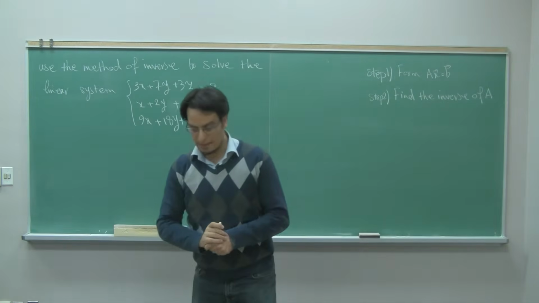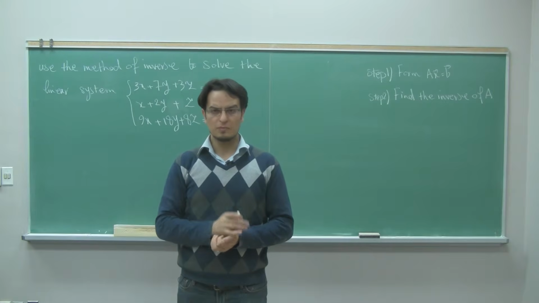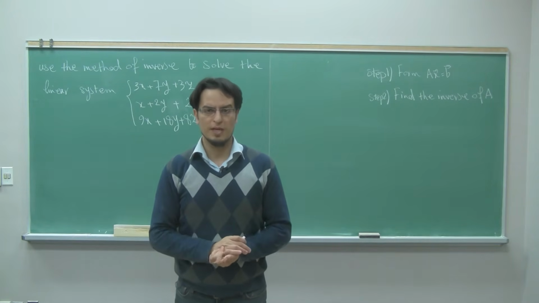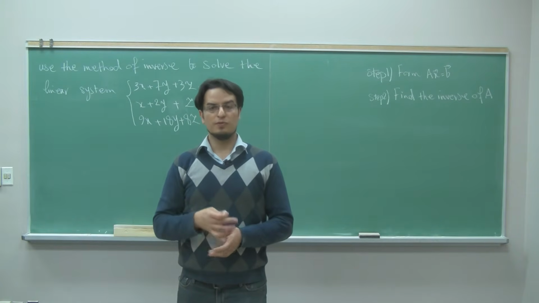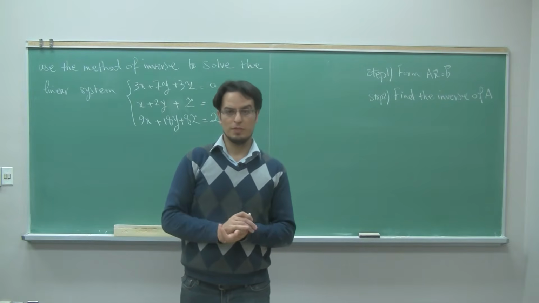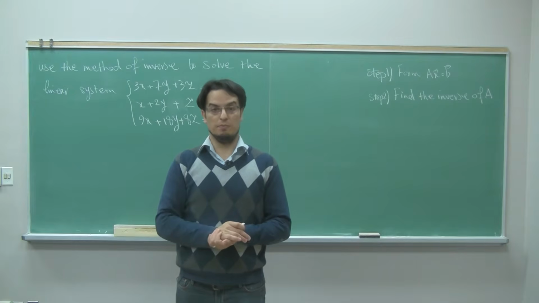Well, here is where the restriction for this method comes in. This method works only for matrices for which you have an inverse. In other words, first, it should be a square matrix, meaning that the number of equations should be the number of variables, and then the matrix should be invertible.